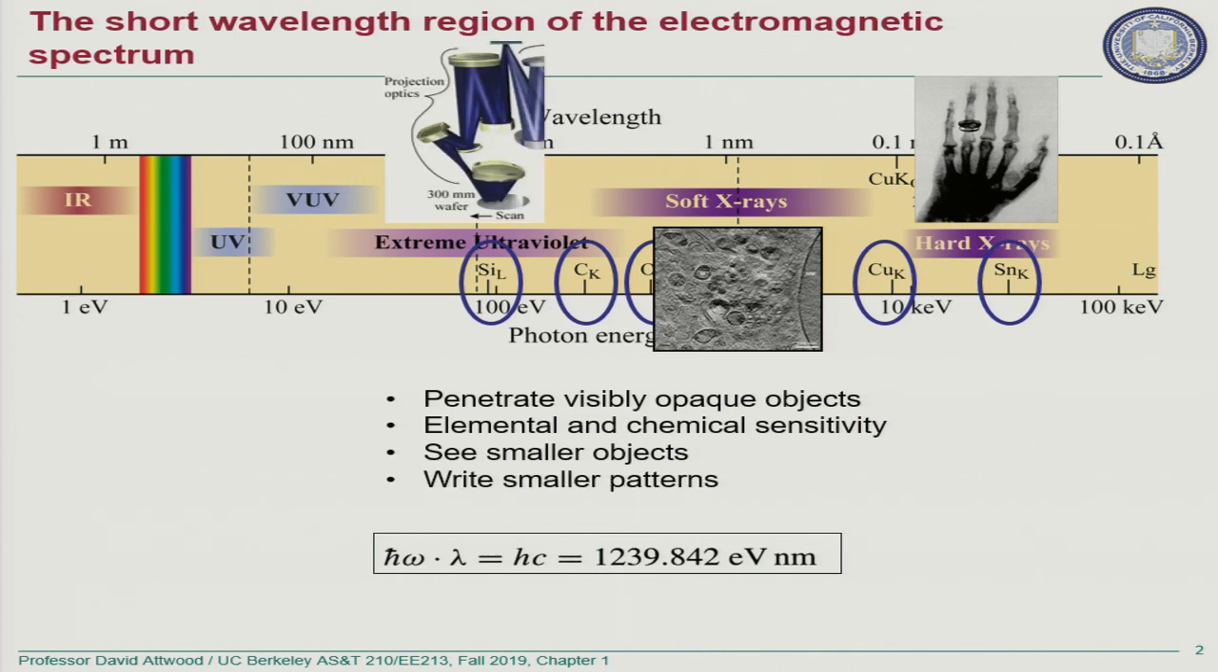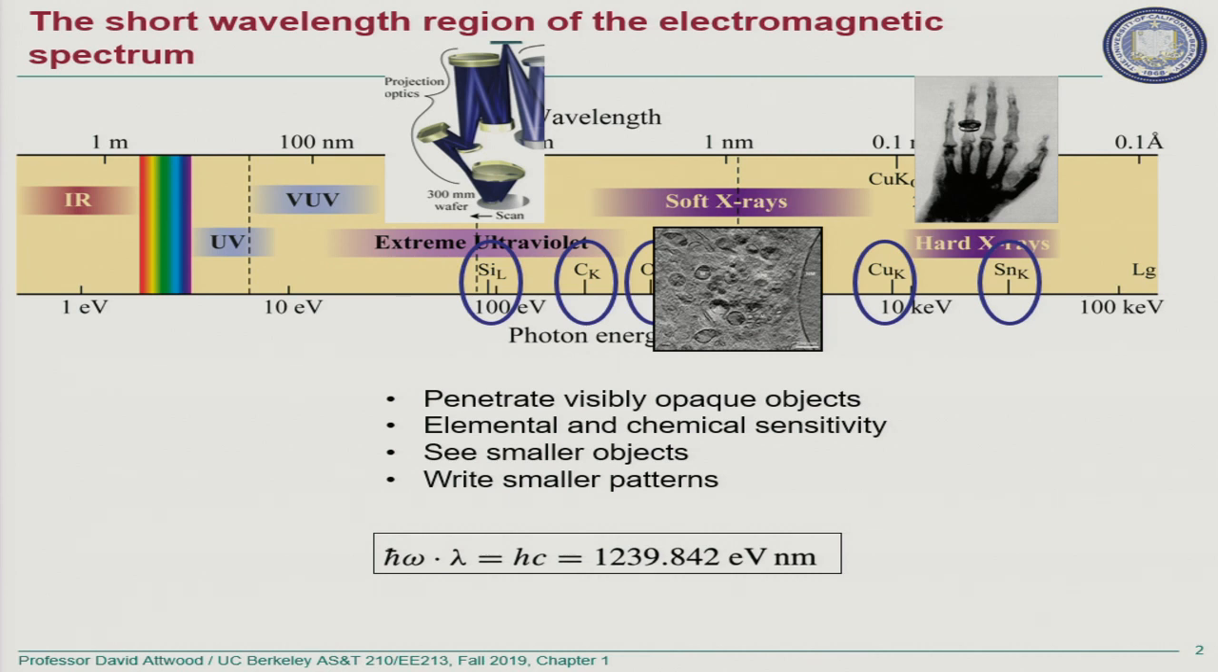And also writing smaller patterns. This is something that I work on mainly in my research, extreme ultraviolet lithography. So this is an example of the projection optics in a lithography tool, where they are exposing an integrated circuit being manufactured. And so by the same token of the wavelength improving resolution, it also improves the resolution of a projected image as well as a recorded image.